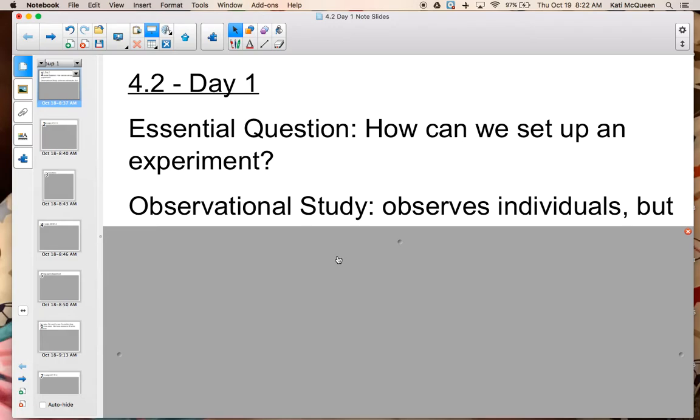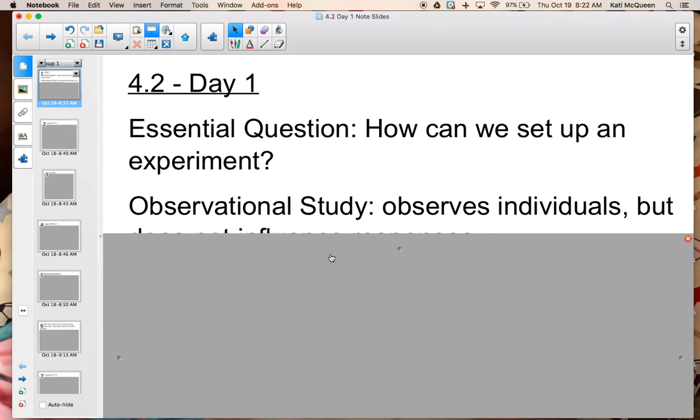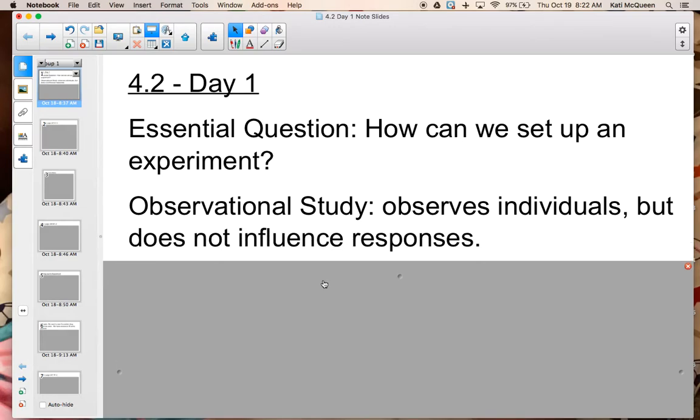So when you're doing a study and collecting data, things typically fall into the category of observational study or an experiment. An observational study is when we're observing the individuals but not influencing their responses. Sometimes people see the word observes and they think they have to physically be watching when something happens. This can also be collecting data that already happened.